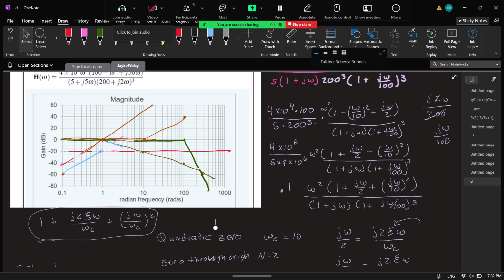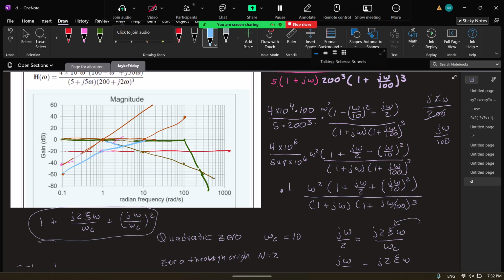And so when I get to 1, I had a simple pole that had a slope of negative 20. So now I have a slope of plus 40 and minus 20. So now I have a slope of plus 20. I'm going to have that slope of plus 20 until I get to my next changing point, which is at 10. So from 1 to 10, I'll go up to 0.